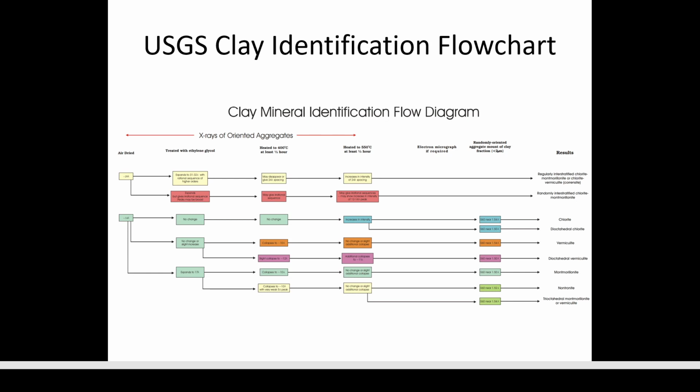So first off, it is treated with ethylene glycol. After ethylene glycol, there could be a change, there could not be, and then it is subjected to a second type of treatment. This treatment is 400 degrees for at least half an hour, which we extended up to 1 hour of heating, and then finally heating to 550 degrees for at least half an hour, which we did for 1 hour. So this was how we were able to determine which type of clay minerals were found within the XRD results.